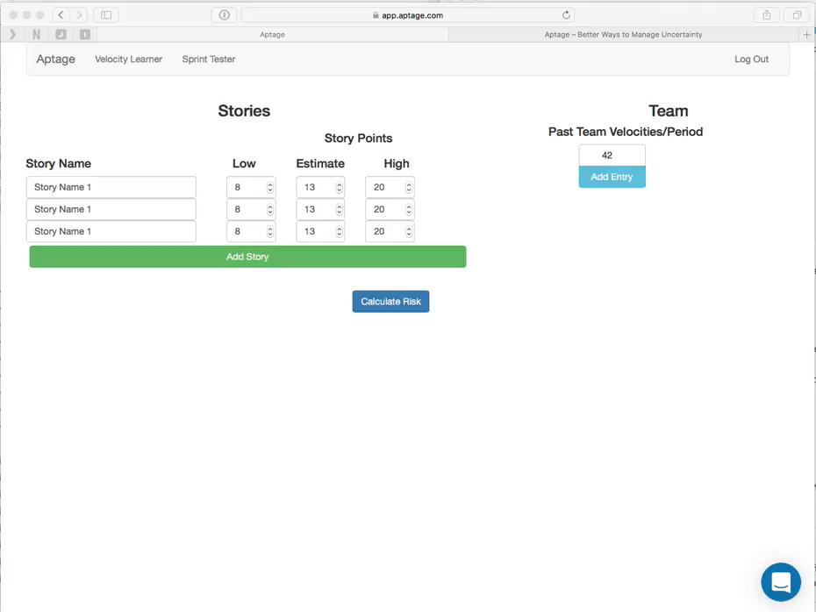This is a demo of our minimal viable product release of the Aptage Sprint Tester. This demo is intended for those who are familiar with Agile development. Now, after logging into the tool, this simple screen comes up.